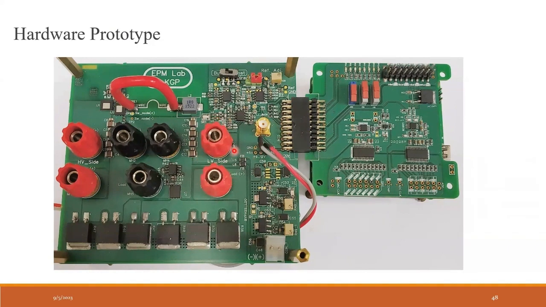So this is the low voltage side. When we configure it, this is a switch. We can make it either a buck converter or a boost converter. Now it is configured as a buck converter. So the high voltage side is my input, and the low voltage side is my output.